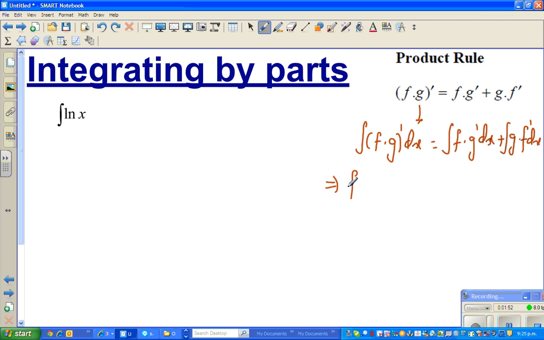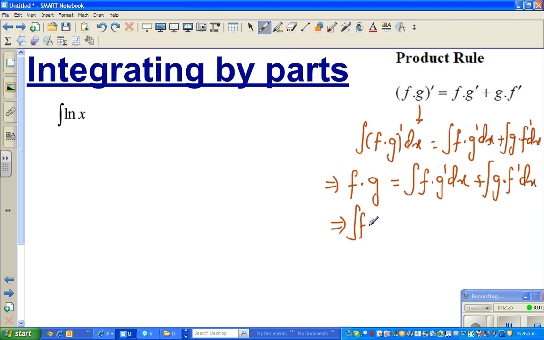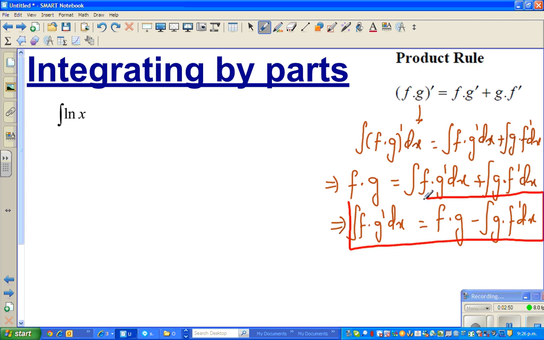So this implies f times g is equal to the integration of f times g dash dx plus the integration of g times f dash dx. Some people say prime, I say dash. So if you make any one of these on the right hand side the subject, I can say therefore the integration of f times g prime dx is equal to f times g minus the integration of g dot f dash dx. This is the rule of integrating by parts. We're going to use this simple rule to integrate some examples.